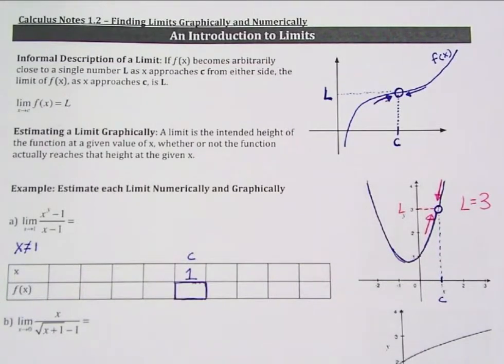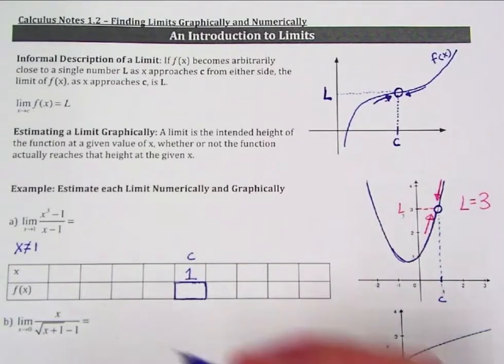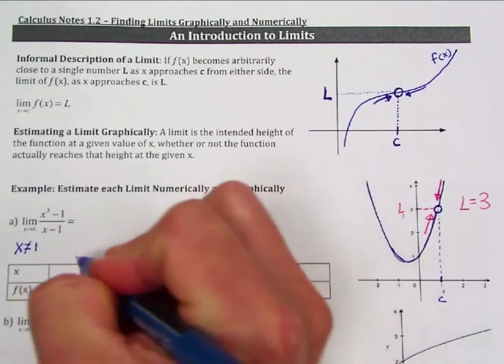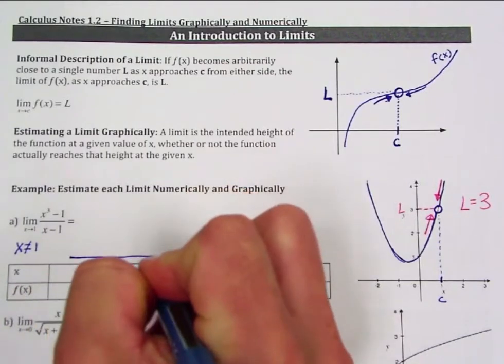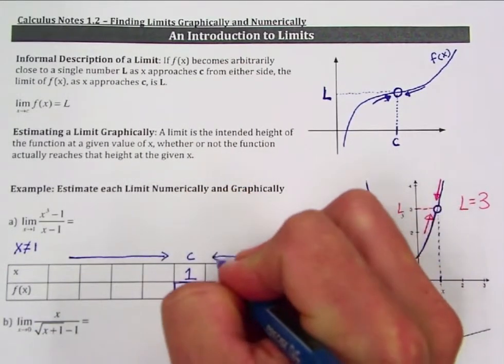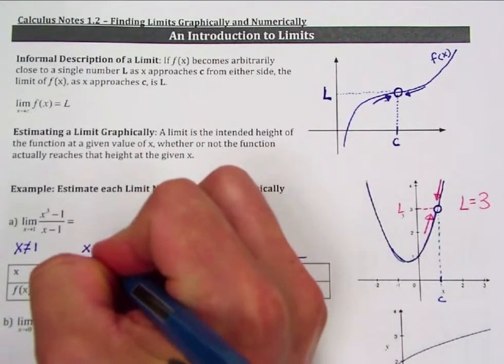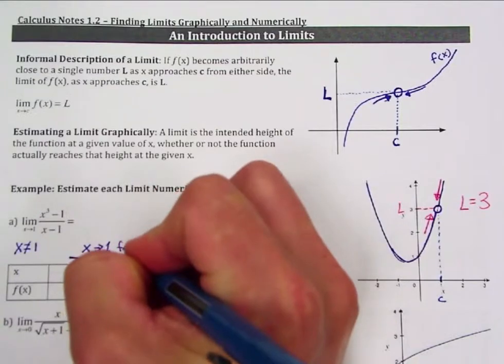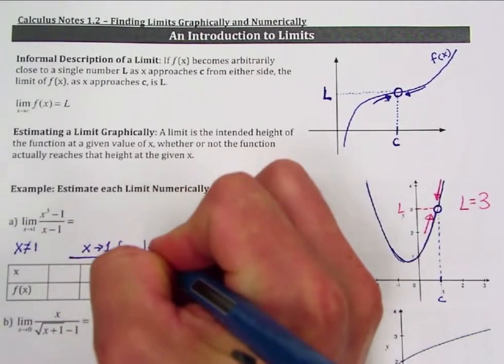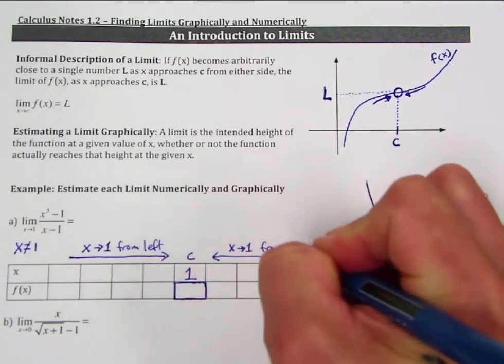What we're going to do is make our x values arbitrarily close to c. Now it's kind of funny because we're going to want to start over here and work our way in, and start over here and work our way in. So this is going to be x approaching 1 from the left, and this is going to be x approaching 1 from the right.